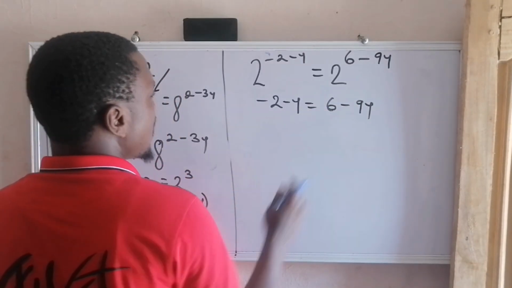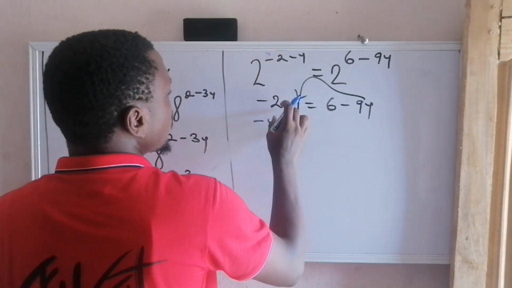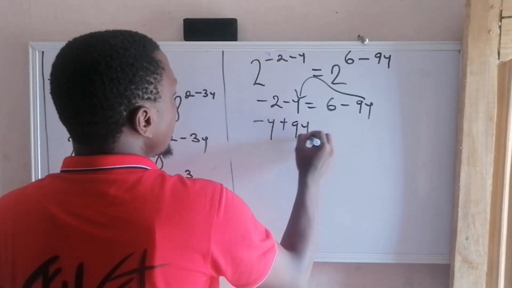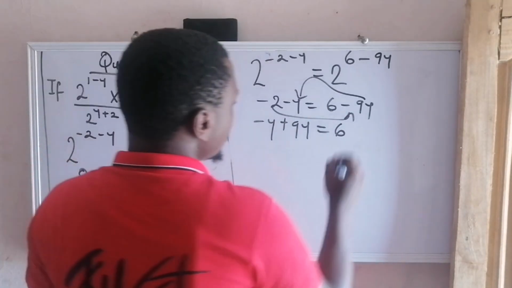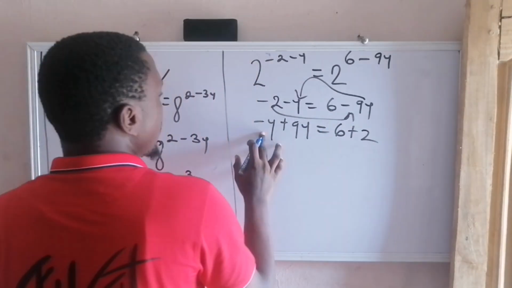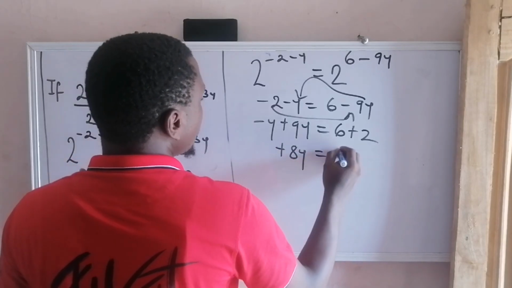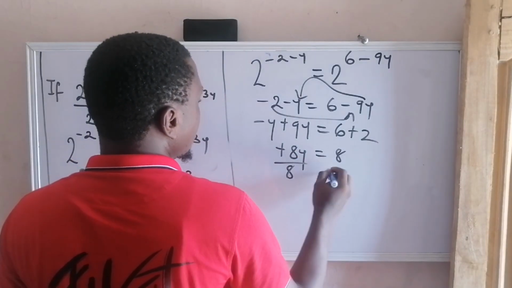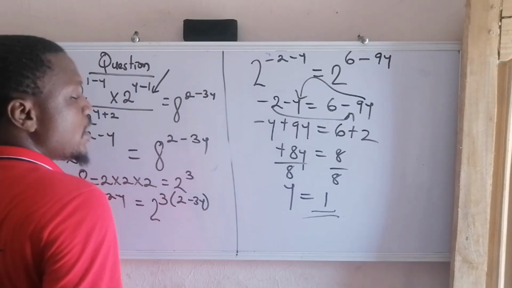So what's the next thing? You can take this minus y to the other side. Because I'm taking minus 9y to this side, it turns to plus 9y, and I'm taking minus 2 to this side, it turns to plus 2. So minus y plus 9y gives us plus 8y, and 6 plus 2 is 8. Dividing both sides by 8, your y will be 1. So finally we have y equals 1.